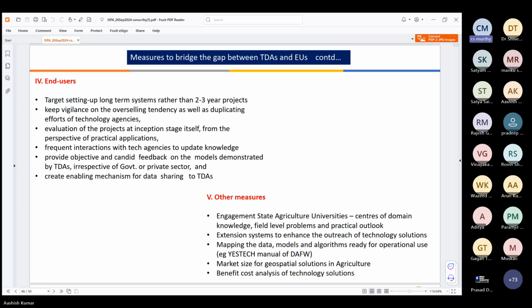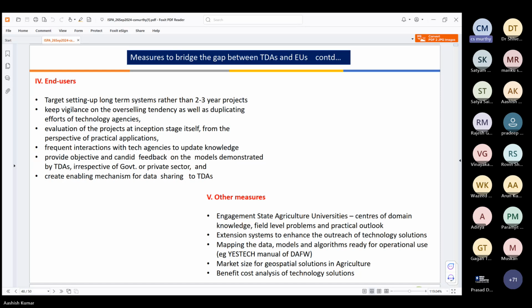a challenge. Similarly, it is not clear what the market size is for geospatial solutions in agriculture. Somebody has to do this. What is the market size for geospatial solutions? For example, if you develop crop risk management solutions, this is the potential and this is the market size. I think that needs to be done. These are some of the things that need to be documented.